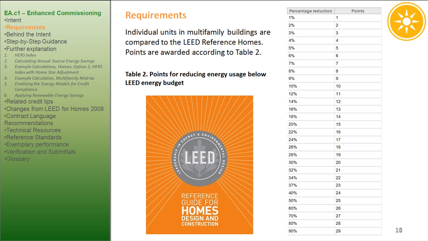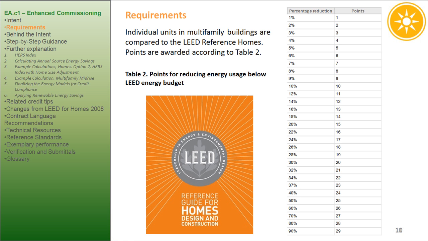Table 2. Points for reducing energy usage below LEED energy budget. 1% reduction equals 1 point. 2% reduction equals 2 points. 3% reduction equals 3 points. 4% reduction equals 4 points. 5% reduction equals 5 points. 6% reduction equals 6 points. 7% reduction equals 7 points. 8% reduction equals 8 points. 9% reduction equals 9 points. 10% reduction equals 10 points.